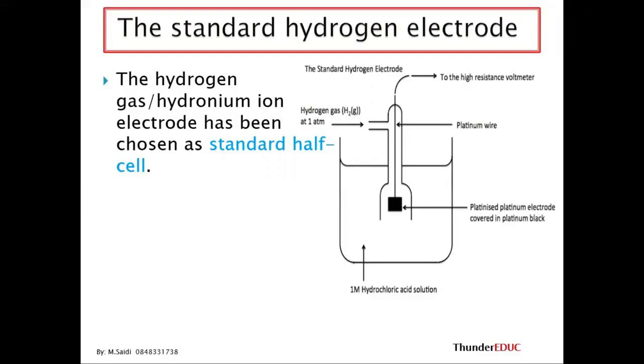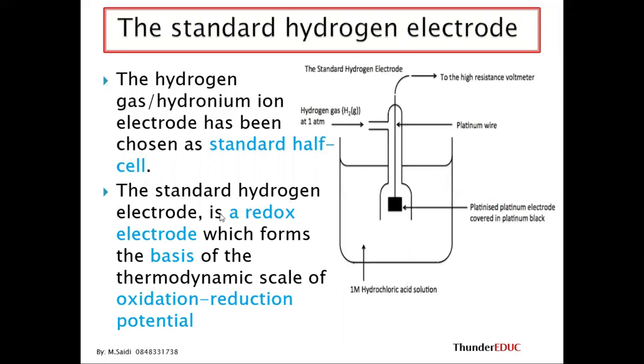So the reason why this is there is just to increase the surface area, or to give the ground for hydrogen to react. We are saying that the standard hydrogen electrode is a redox reaction. It means that it can have oxidation and reduction, which form the basis of the thermodynamic scale of oxidation-reduction potential. So whatever we are going to be doing, we are going to be relating it to hydrogen. So we regard this one to be 0.